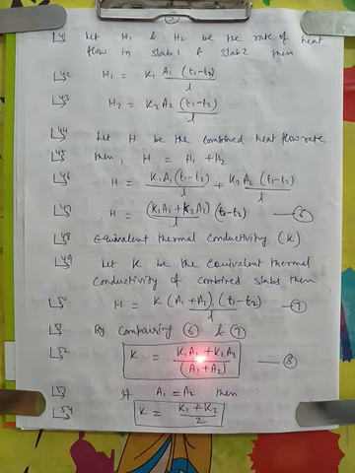Now in a special case, if the cross section areas of both the slabs joined in parallel are the same, then A1 is equal to A2. By putting A1 equal to A2 in equation 8, we will have K is equal to (K1 plus K2) by 2. It means the thermal conductivity will be the mean or average of the thermal conductivities of both the slabs, both the materials.